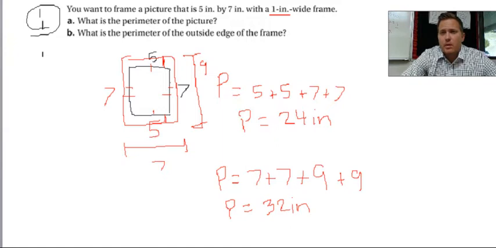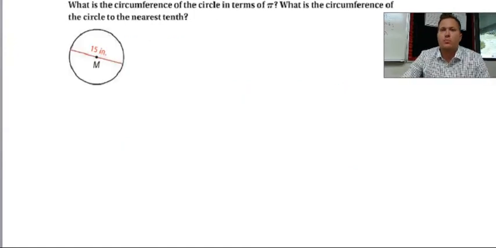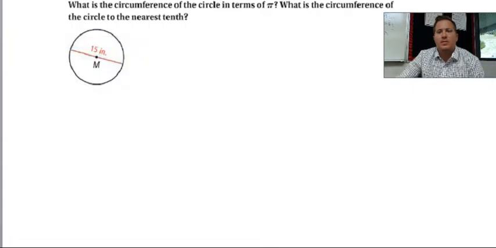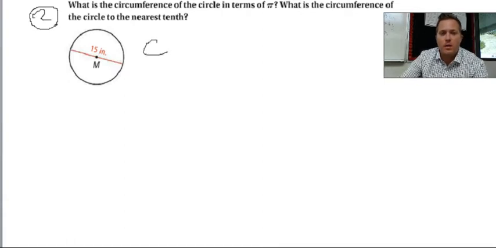Alright, next, let's go to problem number 2 right here. Problem number 2. And it says, what is the circumference of a circle in terms of pi? So make sure we write number 2, that we write out the question, and we have the picture as well. We need to remember our formula is circumference equals pi times diameter, right? Pi times diameter. And look, we are given the diameter right here. So circumference equals 15 times pi.